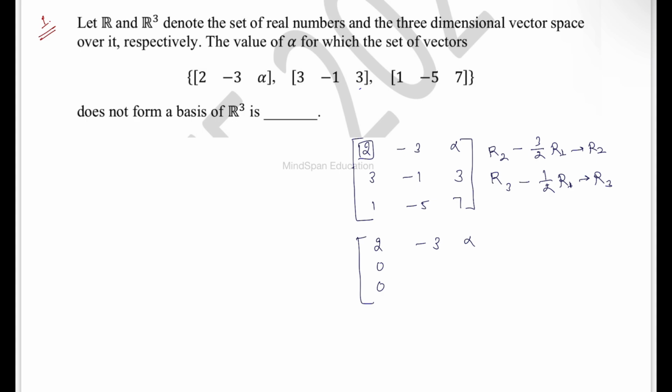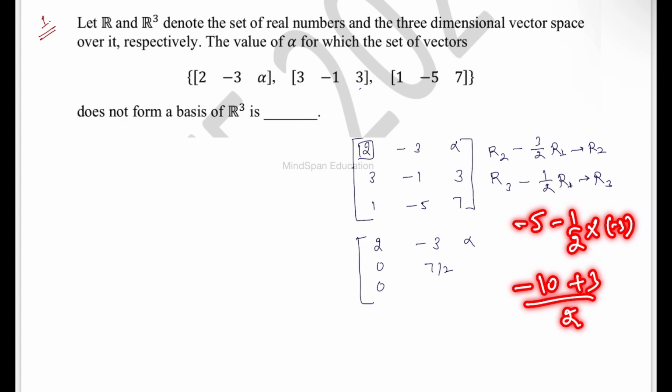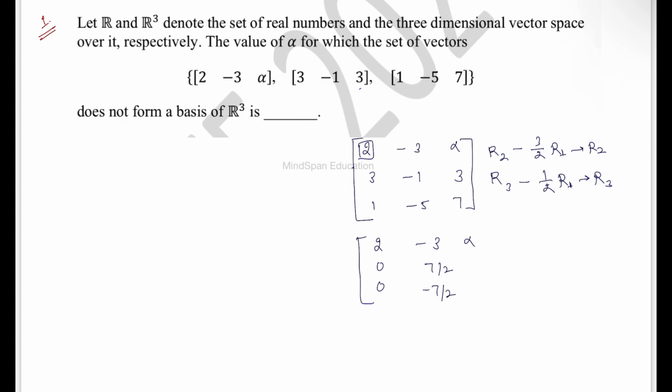What will be here? Here it will be minus 1 minus 3 divided by 2 into R1, which is minus 3, right? So overall it will be minus 2 plus 9, that will be 7 divided by 2. And here we will have minus 5 minus 1 divided by 2 into R1, which is minus 3. So minus 10 plus 3 divided by 2, that will give you minus 7 divided by 2, right? And here also we can do the operations: 3 minus 3 divided by 2 times alpha, so 6 minus 3 alpha divided by 2. And here it will be 14 minus alpha divided by 2, right?